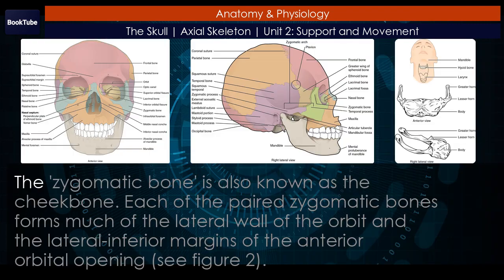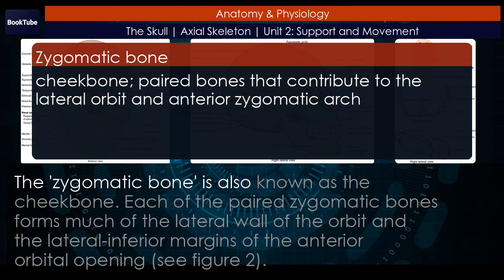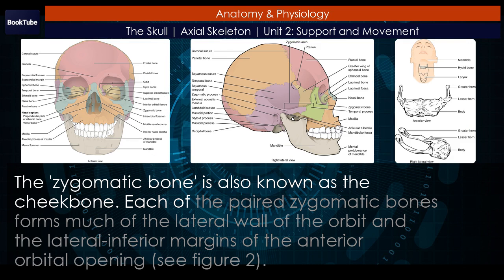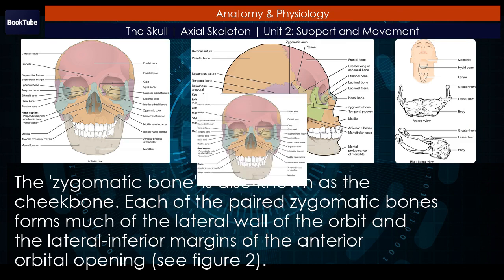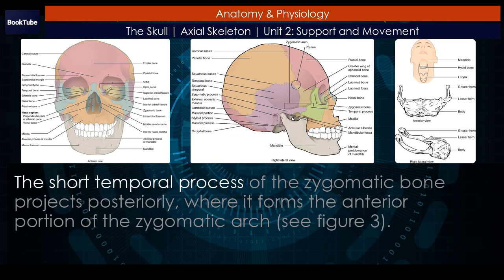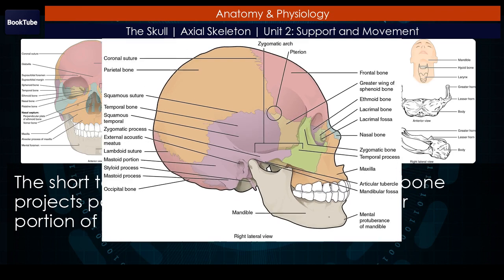Zygomatic bone. The zygomatic bone is also known as the cheekbone. Each of the paired zygomatic bones forms much of the lateral wall of the orbit and the lateral inferior margins of the anterior orbital opening. See Figure 2. The short temporal process of the zygomatic bone projects posteriorly, where it forms the anterior portion of the zygomatic arch. See Figure 3.